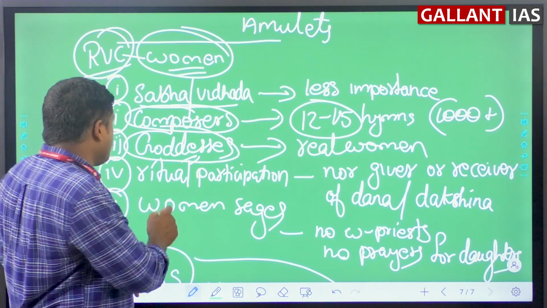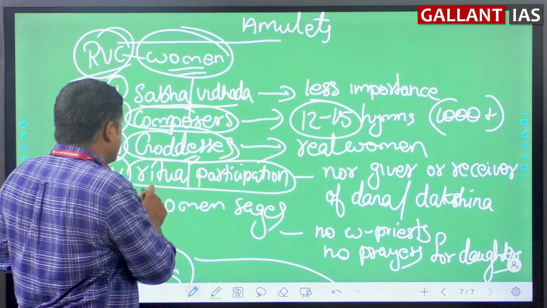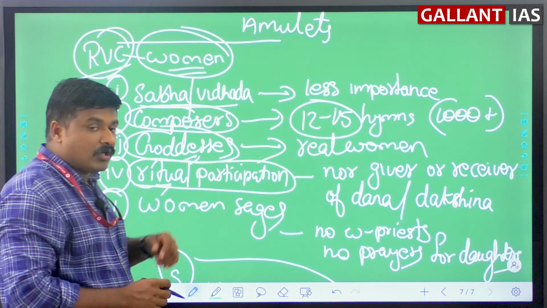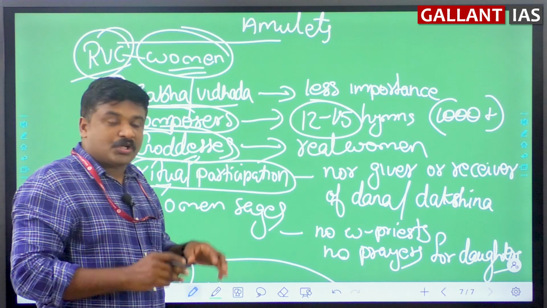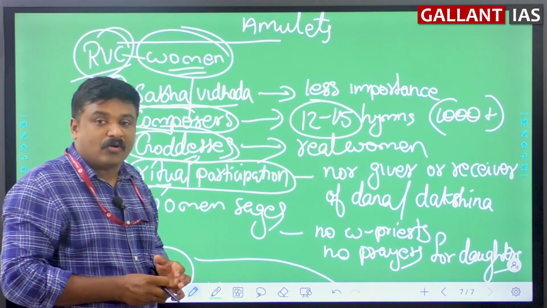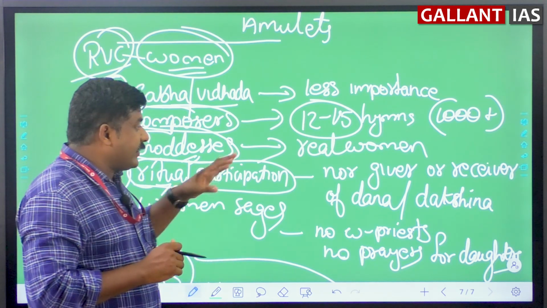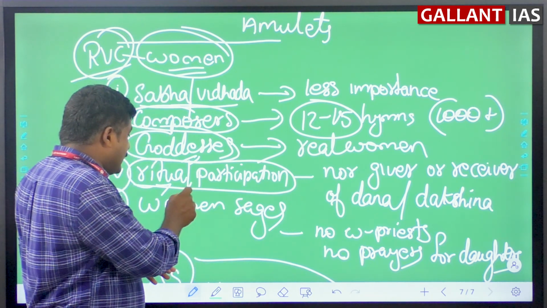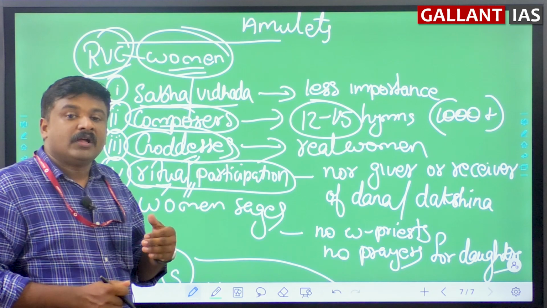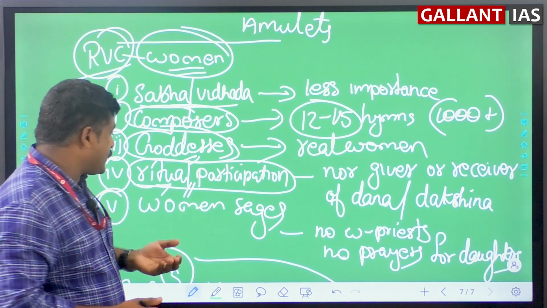Then see, ritual participation. Women participated in the ritual performances and all. Okay, in the rituals and sacrifices, women participated, but that doesn't mean that she was the giver or receiver of dhana or dakshina. She was not at all a giver or receiver of dhana or dakshina. That is why we can treat her as having a predominance in these ritual participations.